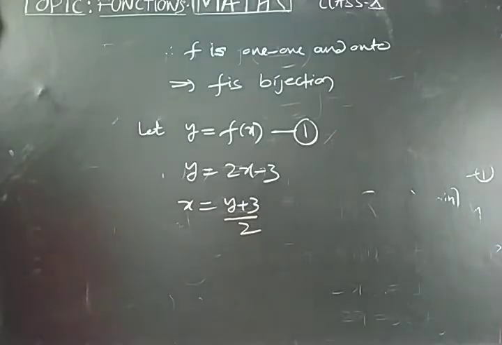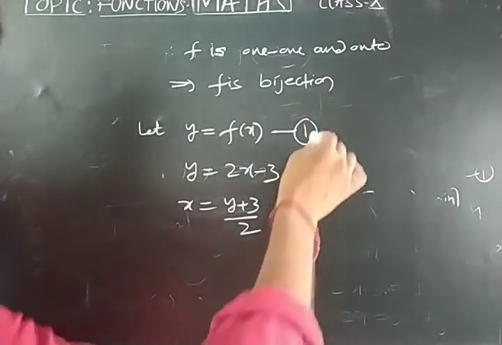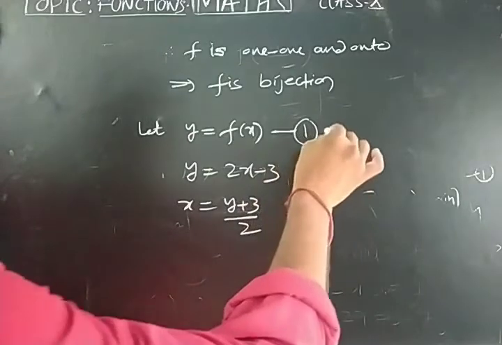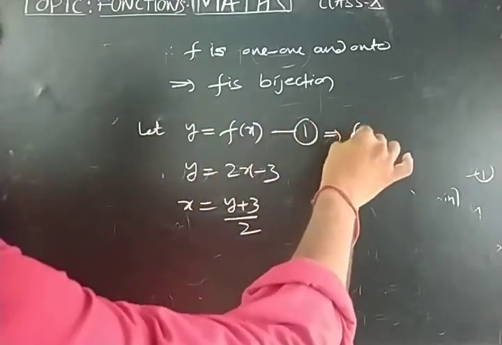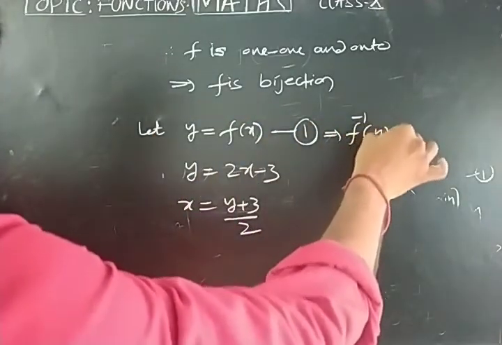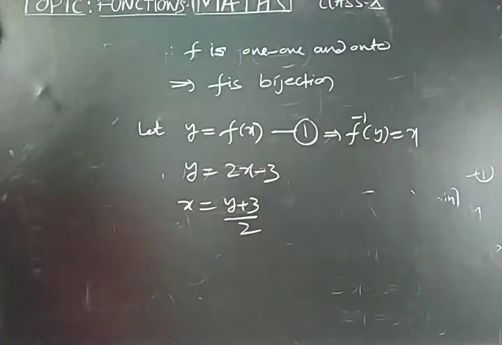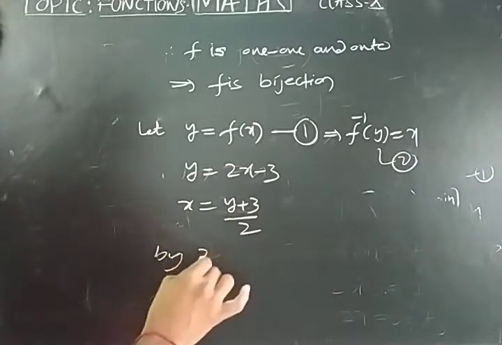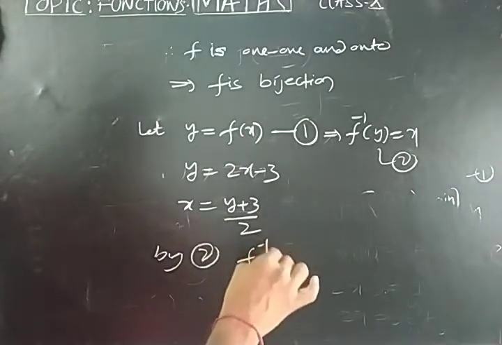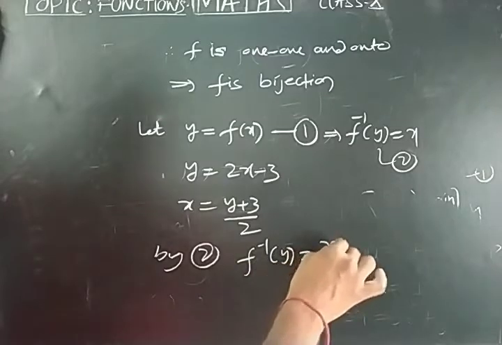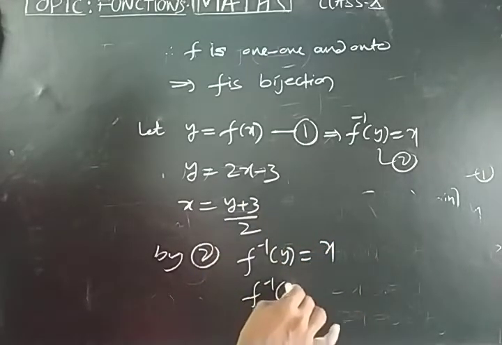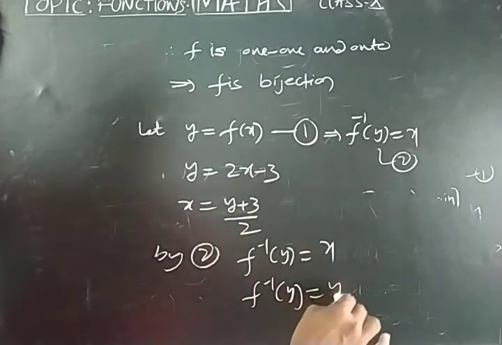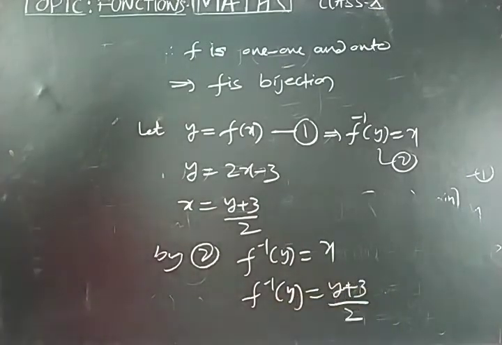Right. After getting this x value from 1, see from 1 if you send f to the left hand side, you will get f inverse of y equal to x. So substituting this, f inverse of y is equal to x. X is what? F inverse of y is equal to what we got, y plus 3 by 2. Now we expressed f inverse of y in terms of y. What is the last step? Replace y by x.